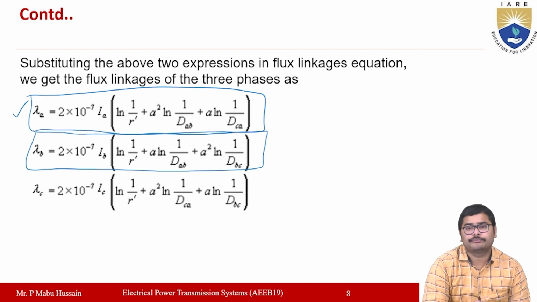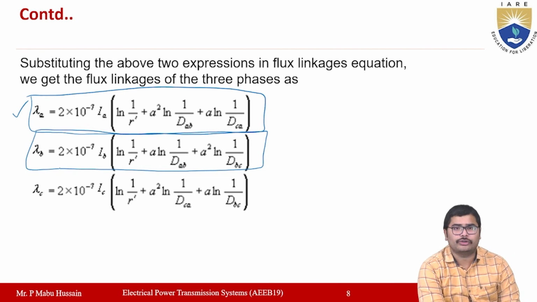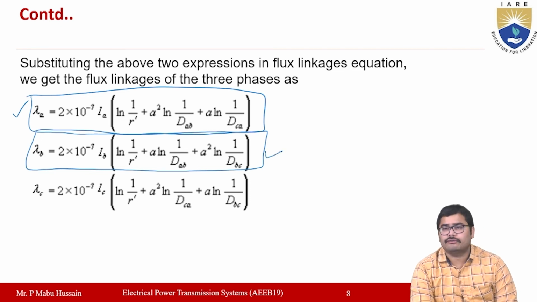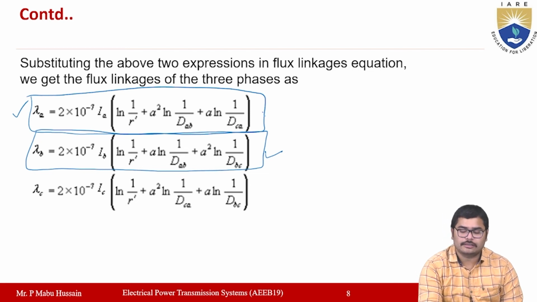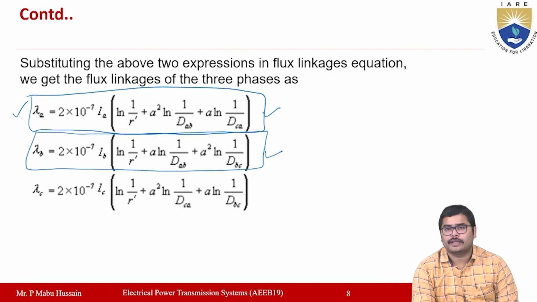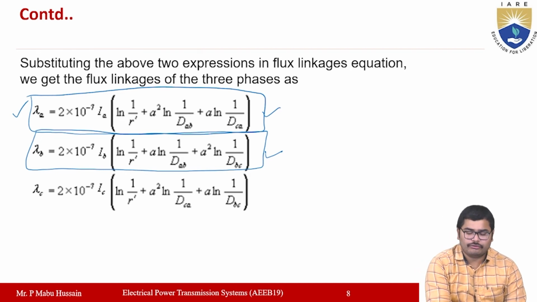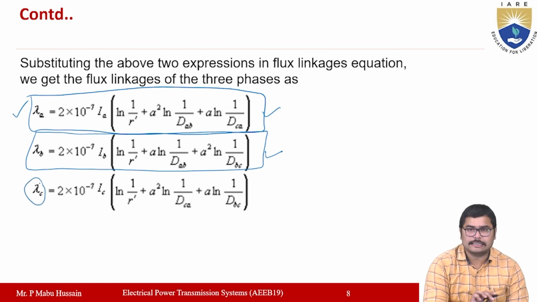I am repeating here. Lambda B is equal to 2 into 10 power minus 7 IB into [ln 1 by R dash plus A into ln 1 by DAB plus A square into ln 1 by DBC]. So this is the flux linkage of conductor B in terms of operator A. The first equation is the flux linkage of conductor A in terms of operator A. Similarly, you write for the flux linkage of conductor C also.